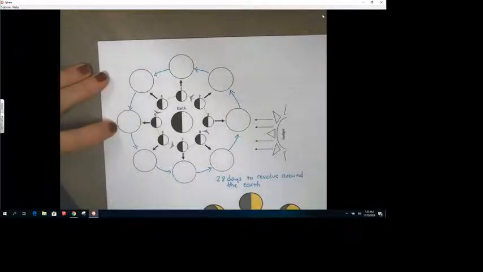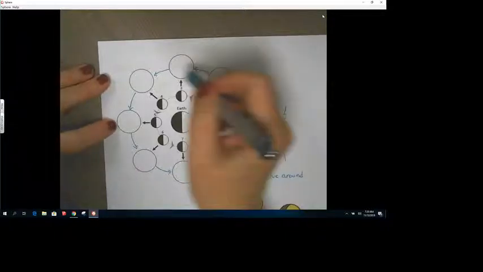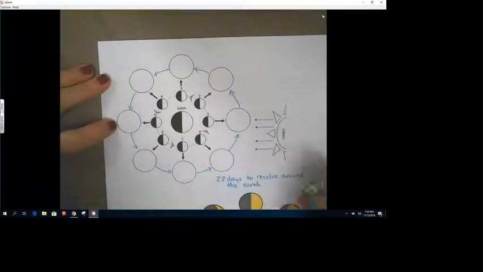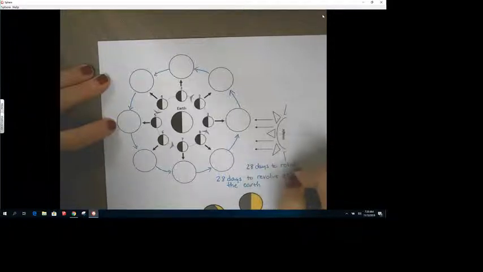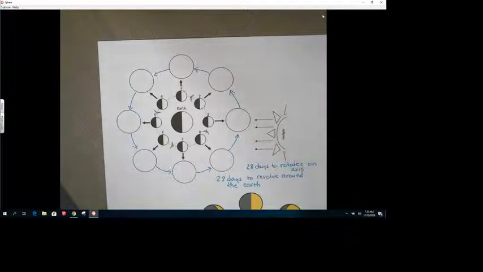Okay. While it is revolving, the moon also rotates. And so it is rotating as it revolves. And it rotates in 28 days. So it rotates on an axis. All right? So remember that because it rotates and revolves at the exact same speed, we always see the same side of the moon. But also remember that that does not mean that not all sides get light.